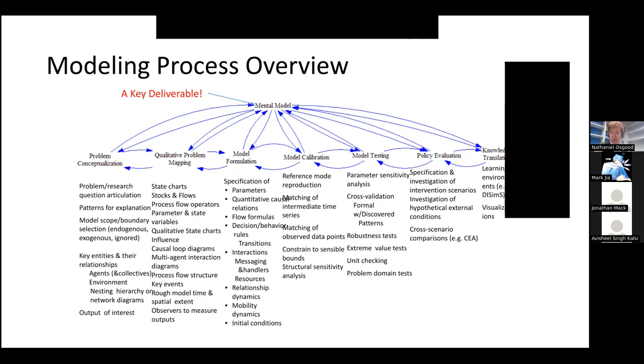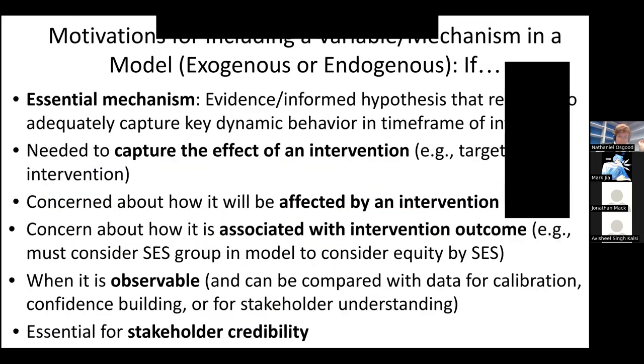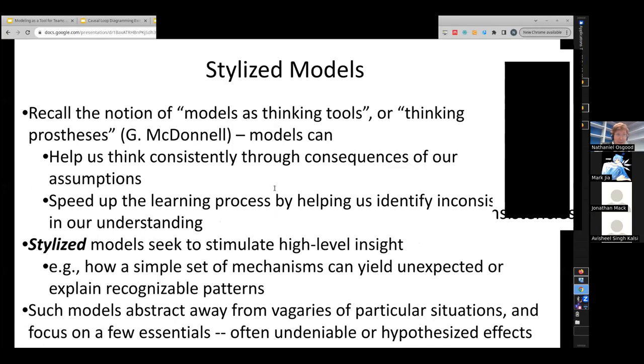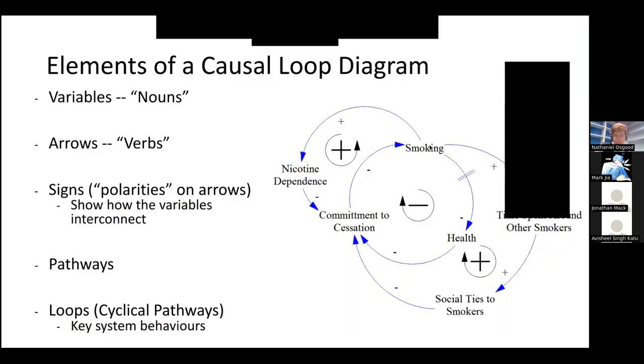It's not just that we say factor A influences factor B with a link from A to B, but we actually indicate polarity. Someone could tell me, what do we say when we're dealing with a causal loop diagram? I'm in the wrong slides for that. What do we say when we're dealing with one of these? What does a link from A to B mean? Say from smoking to nicotine dependence. What does that plus mean? Anyone?